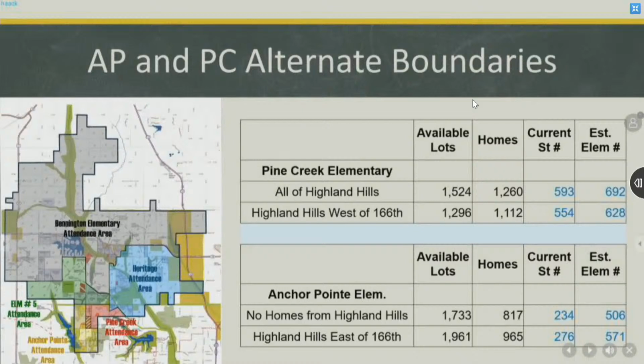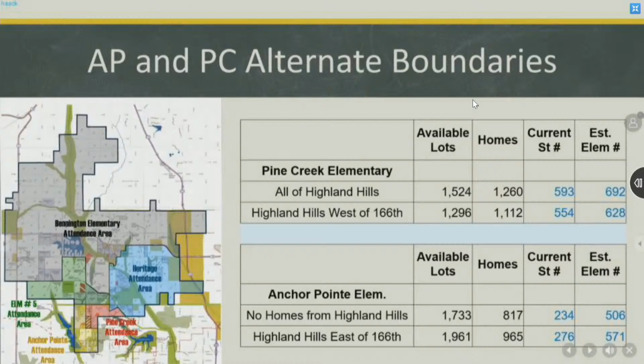If we were to make this, if the board was to approve this alternate, that does create a little more balance. What is a 692 estimate drops to 628. What is a 506 estimate goes up to 574. Okay? So that is an alternate that the board will have to decide, one or the other. Keep that in mind.